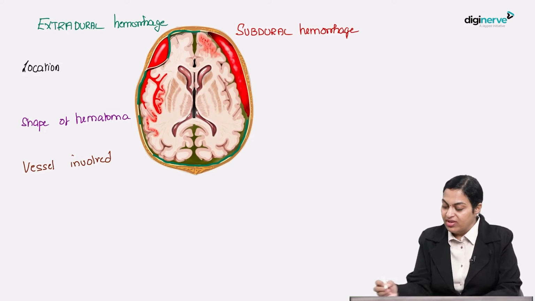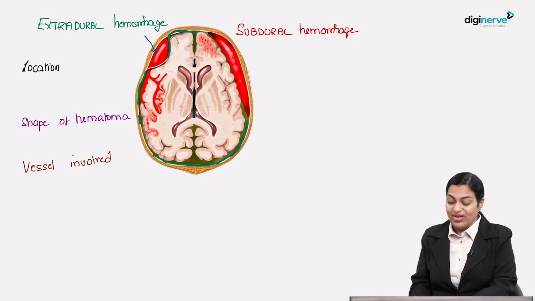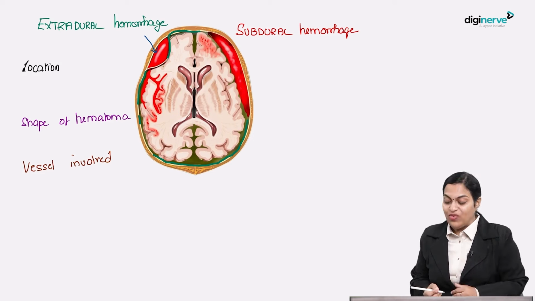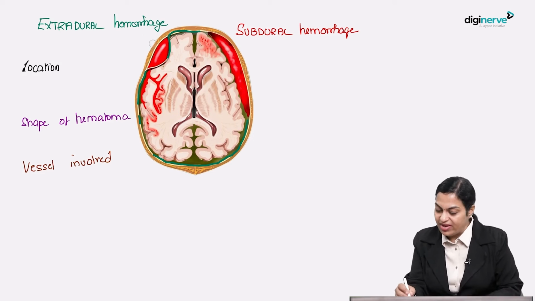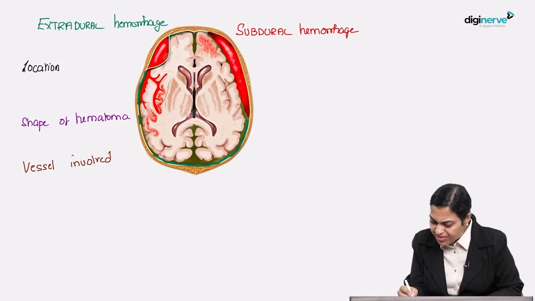So here, this is the extradural hemorrhage. And where do you see it's located? I have to redraw this. One second, I'll do this slide again. It's in bits and pieces.